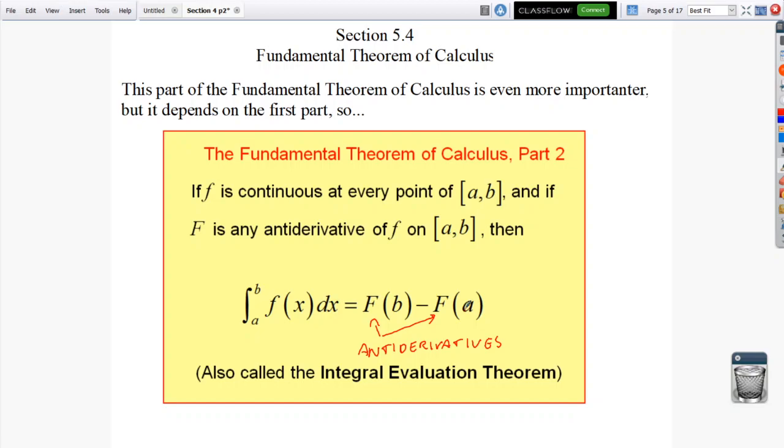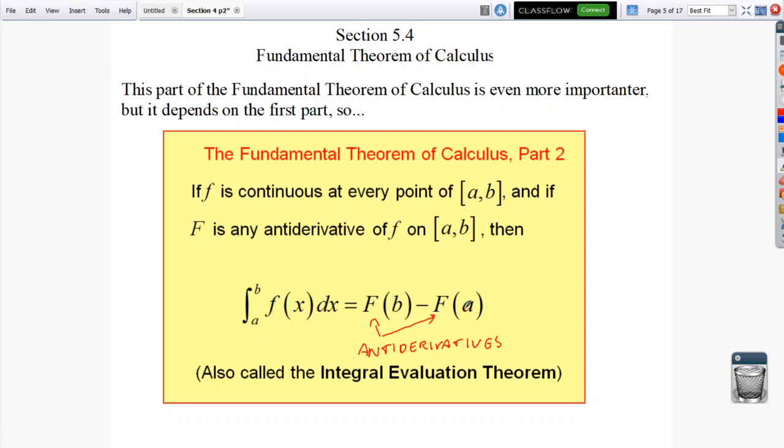I do also want to point out that on our do now, we had to include the plus C. We now no longer have to include the plus C. I will show you that here in just a second. But first, I do want to show you some direct results of the Fundamental Theorem of Calculus Part 2, and you should definitely have this in your notes.